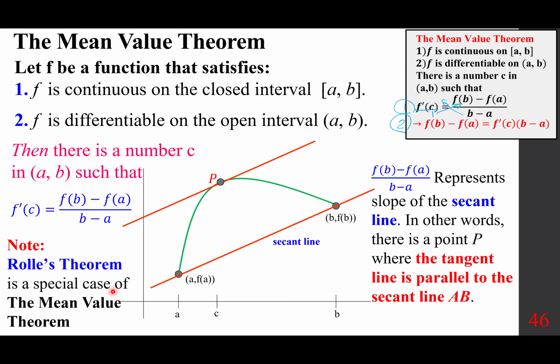And note, Rolle's theorem is a special case of the mean value theorem. When we add the third criterion that f of a and f of b are equal, it must be a horizontal secant line. A horizontal secant line has a slope that is 0, and therefore there must be a point where there's a tangent line with the slope of 0. That is Rolle's theorem. So we wanted to make sure we understand the difference between the two.